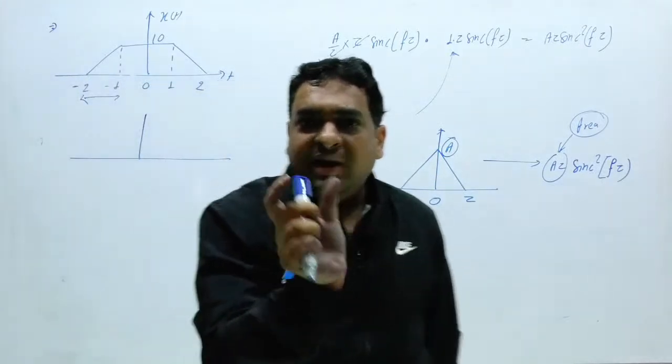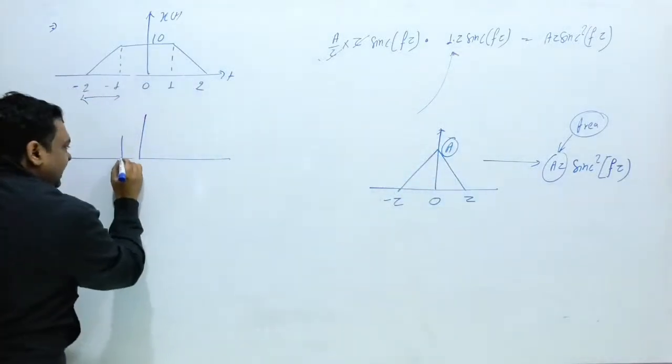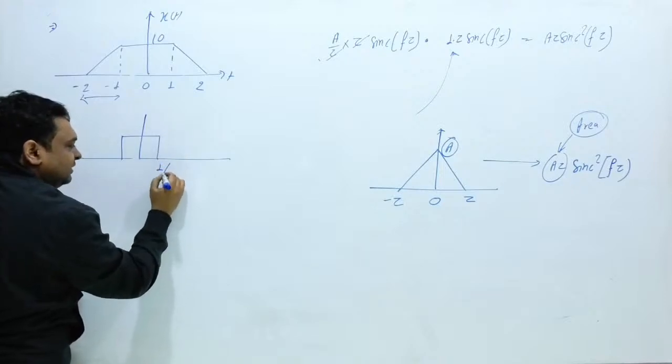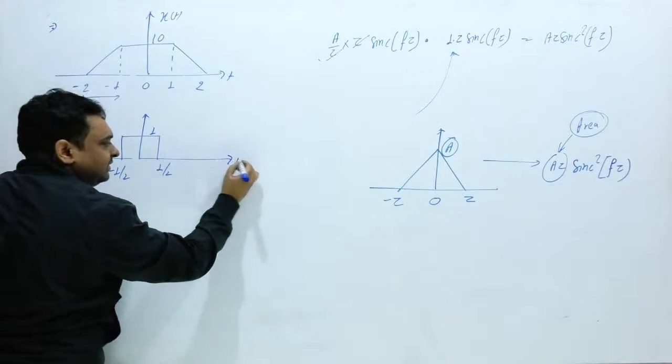It means one signal width you have already found out. So one signal width is 1 second. Can I consider it in this way? This is 1 by 2, this is minus 1 by 2, and this is 1. Can I say this is t.